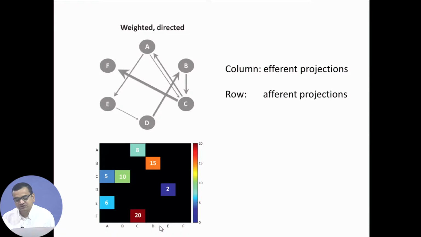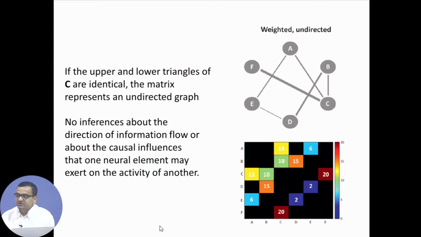Here, as I mentioned, columns are efferent projections and rows are afferent projections. Efferent is when information is going out, afferent is when information is coming in. You can also have a weighted undirected graph. Earlier I showed you weighted and directed. Here everything is the same except the arrow, and because it's undirected, your matrix would be symmetric along the main diagonal. If the connection strength between A and C is 13, the same would be between C and A. Accordingly, you can reconstruct your graph from the connectivity matrix. Only here it doesn't give you any information about the direction of information flow or any causal influence that one node exerts on another.